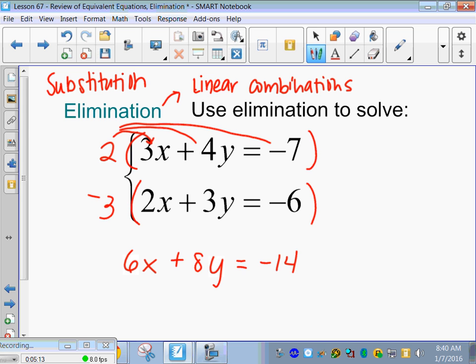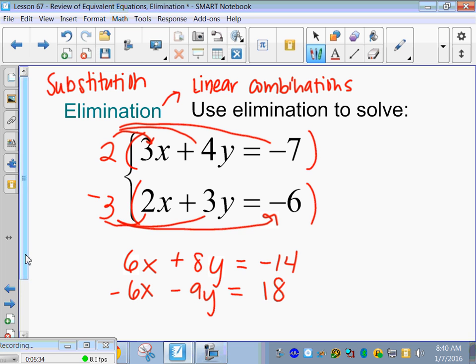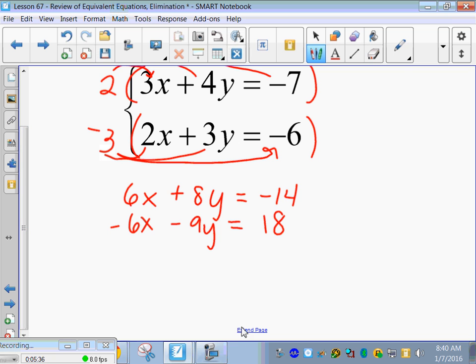All right. Now we're going to multiply that bottom equation by negative 3. So what do I get when I multiply this to this? Negative 6x. How about negative 3 to 3y? What do we get? Negative 9y. And how about all the way over here to my other side? What do we get? 18. It is a negative times a negative, so it gives me positive 18.